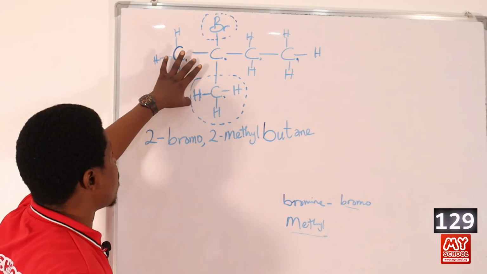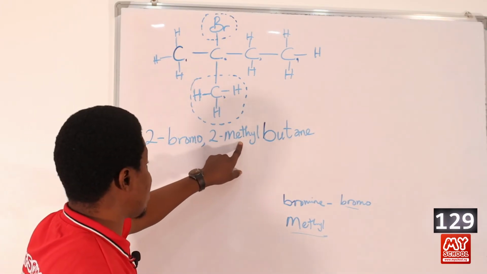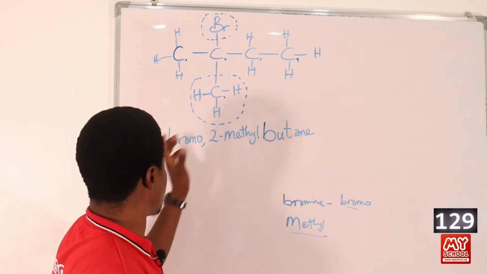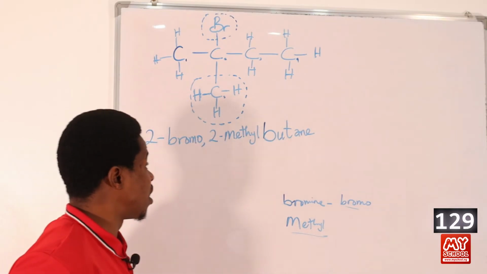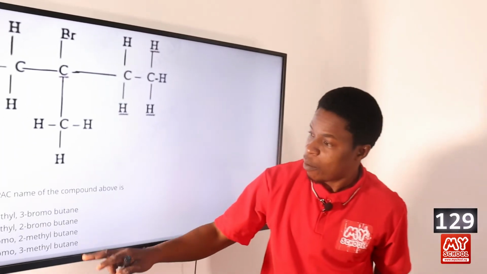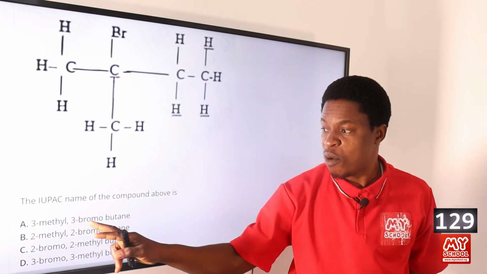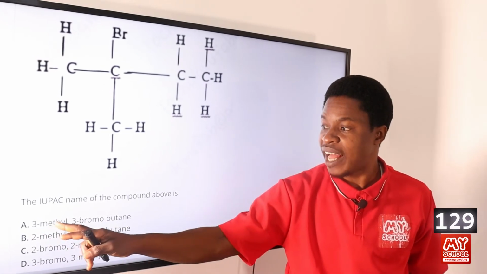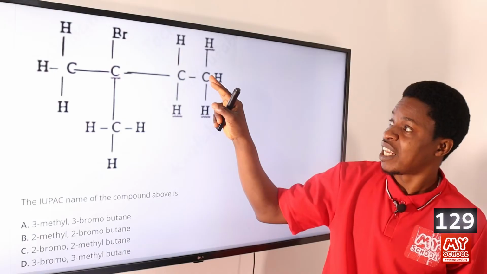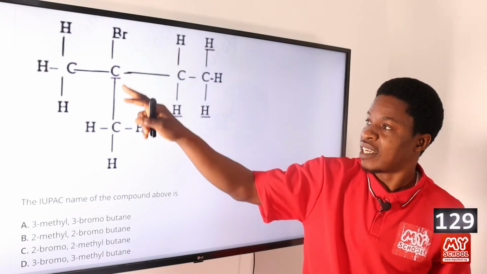So the name of this compound is 2-bromo-2-methyl butane. So let's move on to the screen and let's see what we have. The IUPAC name of the compound is, option A says 3-methyl-3-bromobutane. So if it is 3-methyl-3-bromobutane, that means it was counted from this point, 1, 2, 3. Okay, 3-methyl and then 3-bromo.